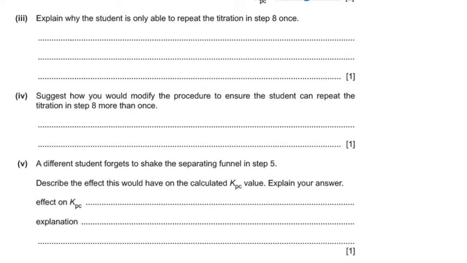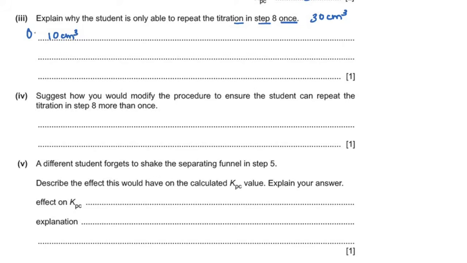The next sub question says: explain why student is only able to repeat the titration in step 8 once. Now in step 8 the titration is done, and that is done only once. Now let me remind that the total volume of both the aqueous layer and the organic layer was taken 30 centimeter cube in the separating funnel, and for titration if we are using 10 centimeter cube, then we can perform the titration at most twice, where again we can see that both of these full cannot be used, that is full of 30 centimeter of both the layers, both the solvents cannot be used. So here we can perform the titration once only.